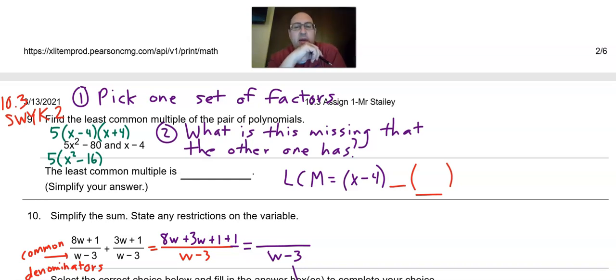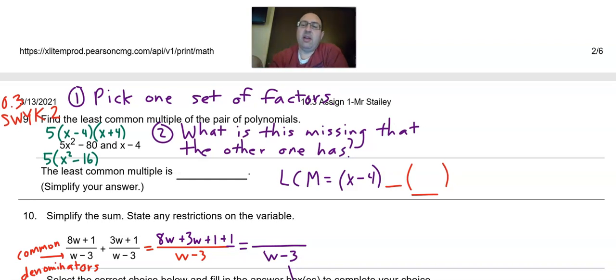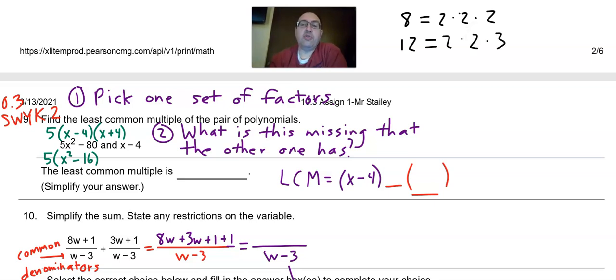How do I find a least common multiple? Let's say I was looking at something like 8 and 12. What's the least common multiple? One of the things we would do in school is write out all the prime factors. The prime factors of 8 are 2 times 2 times 2, and the prime factors of 12 are 2 times 2 times 3.